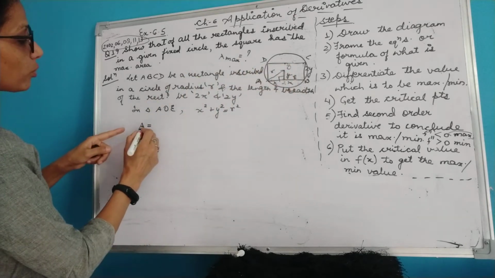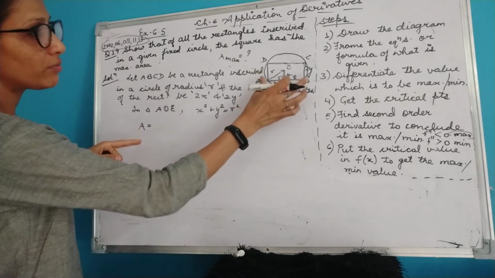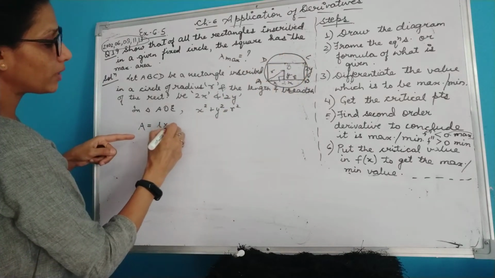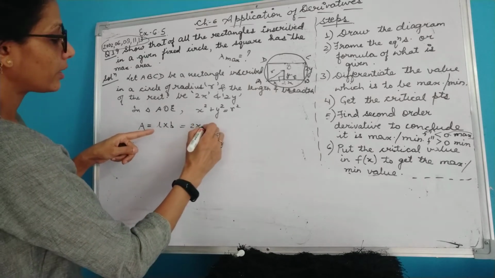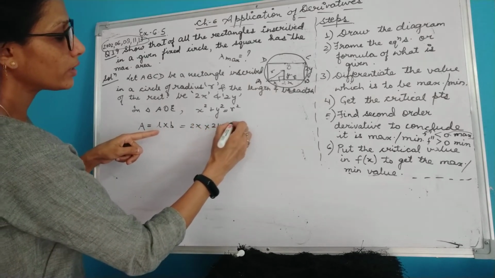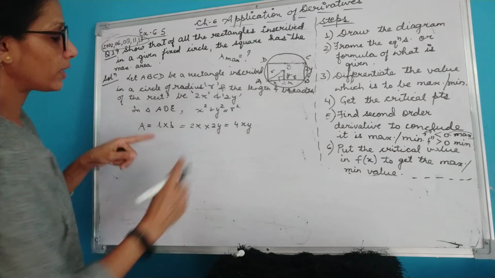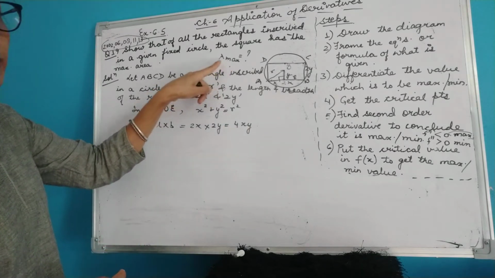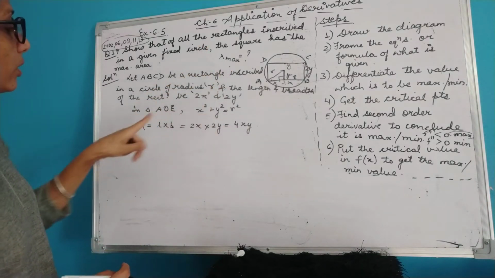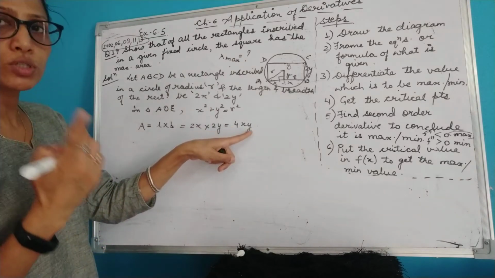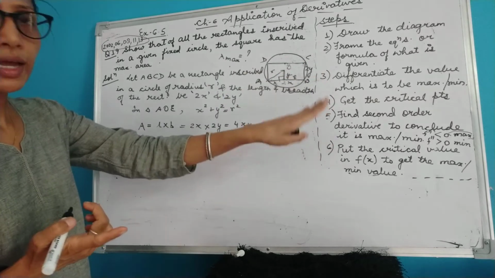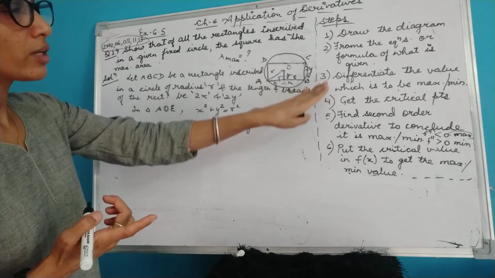But if I want to maximize my area, and it is a rectangle, then it will be L into B, which is length given as 2x and breadth given as 2y. So this is 4 into xy. I need to maximize my area, and I told you that whenever you are maximizing anything, you need to frame it into a single variable. So let's see, are we going according to these steps?